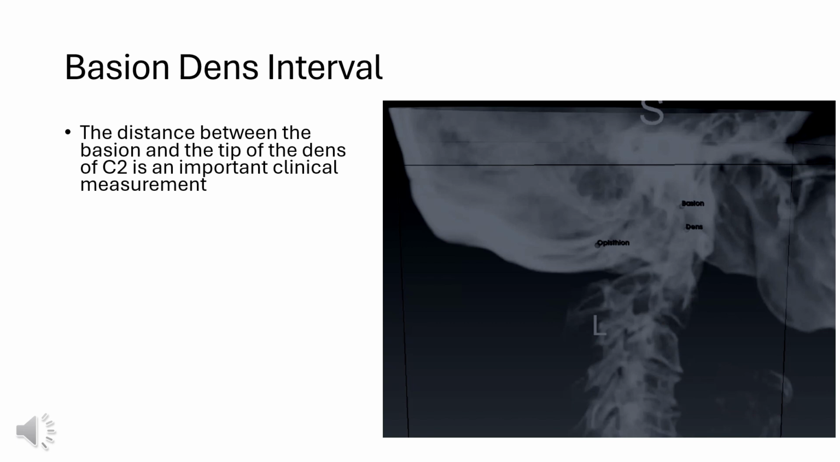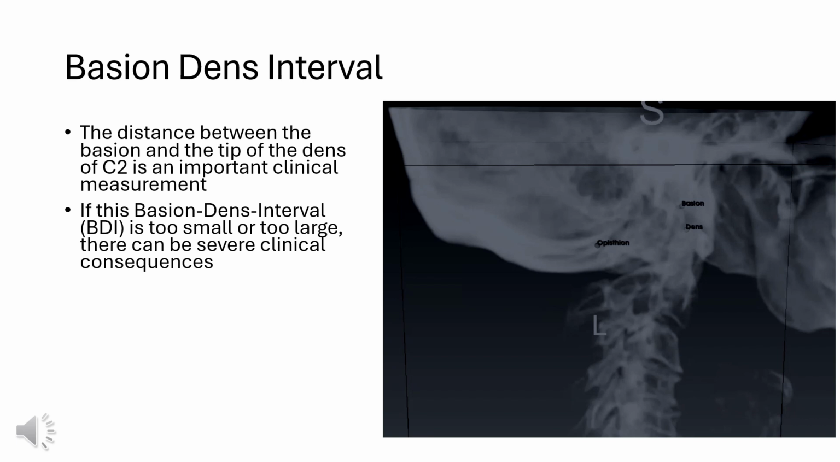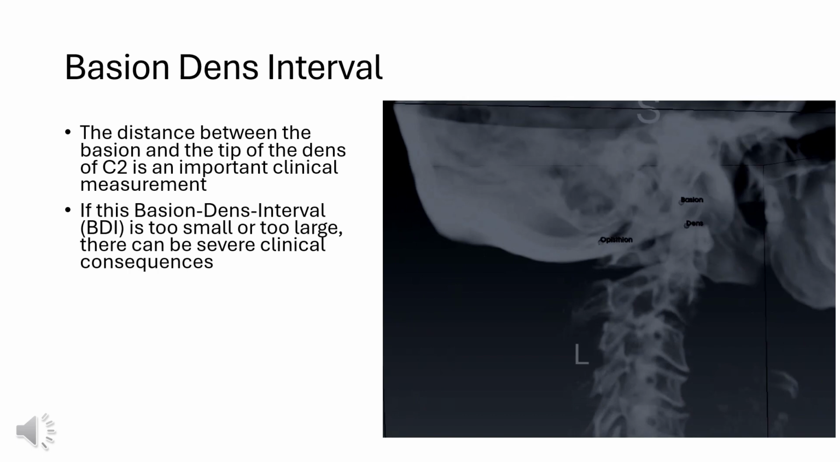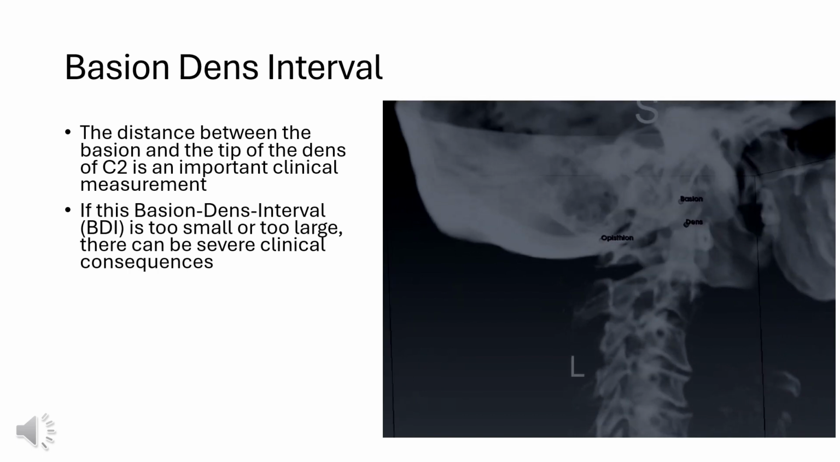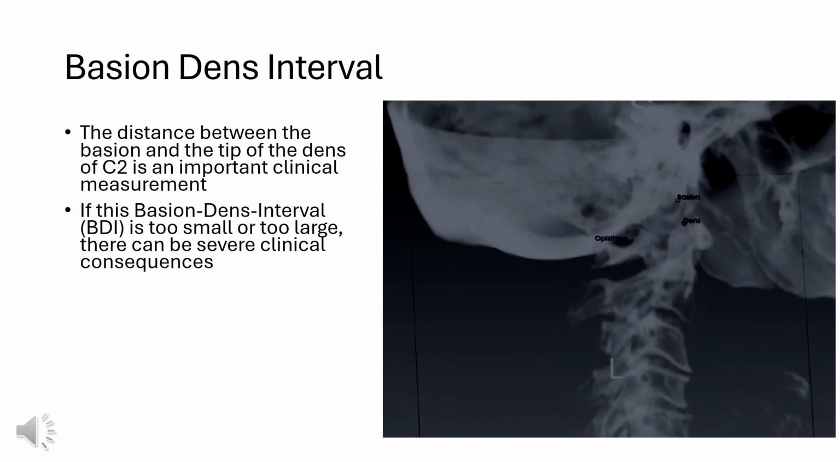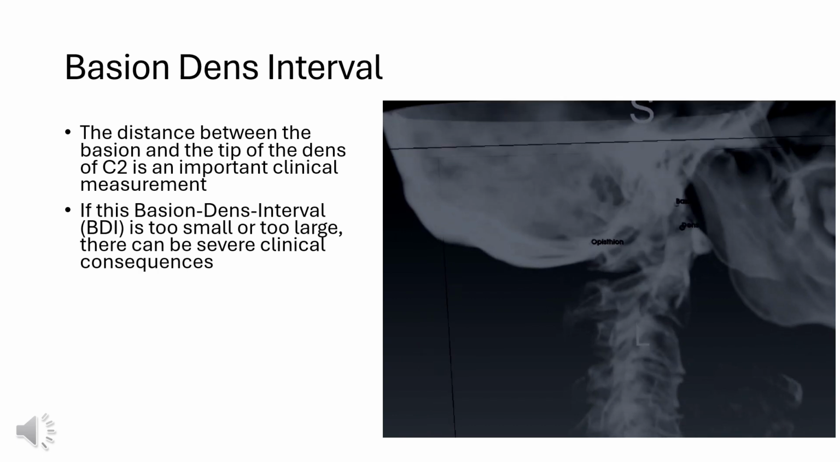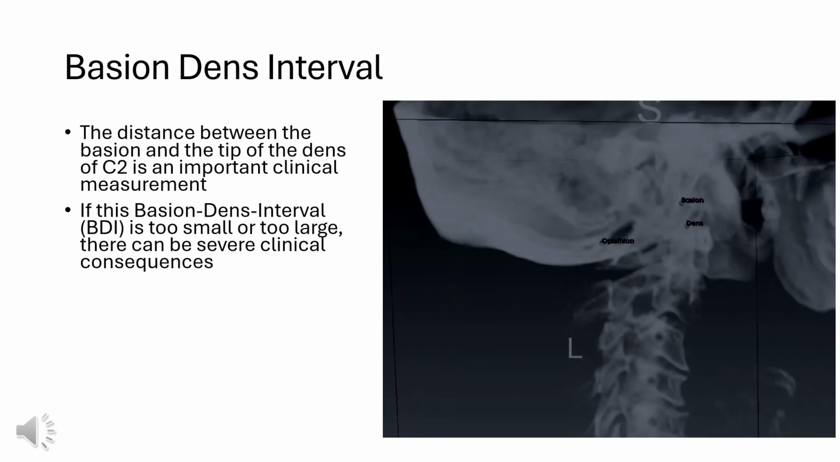One very important clinical measurement is the distance between the basion and the tip of the dens. The dens is a finger-like projection attached to the second cervical vertebra. If the basion-dens interval, frequently referred to as the BDI, is too large or too small, there can be serious clinical consequences. In this video, the basion has been correctly identified, and as you can see, as the radiographic projection changes, there is minimal change in the BDI.